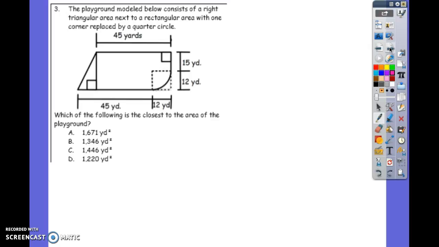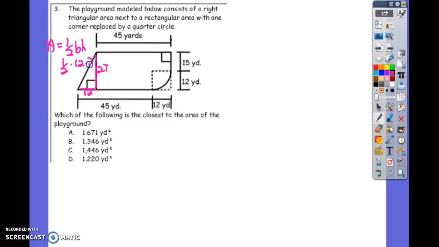So let's do the triangle first. We're going to need to use our formula for a triangle. Area is equal to 1/2 base times height. We need to figure out what this area is right here. Well, from here to here is 45 plus 12, and then from here to here is 45, so we can tell that from here to here is going to be 12. Over here we have 15 plus 12, so that equals 27, so the dimensions of my triangle are 12 and 27.